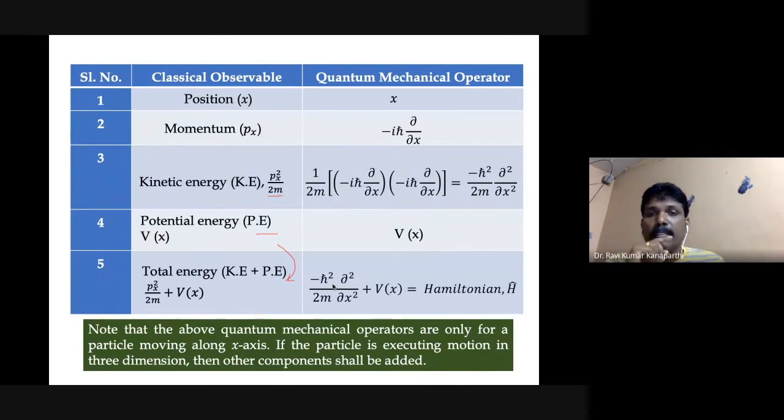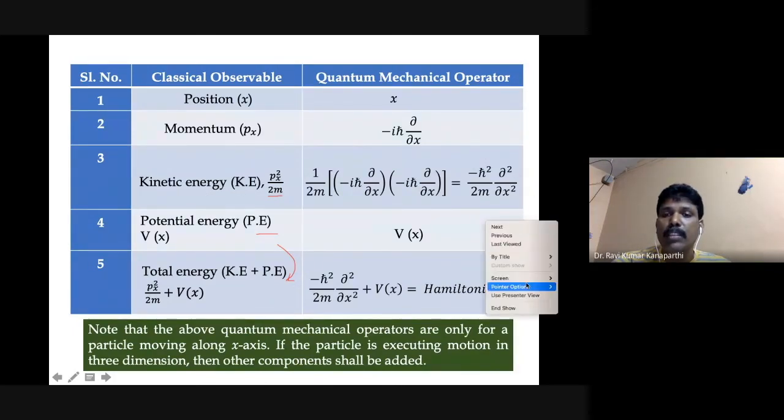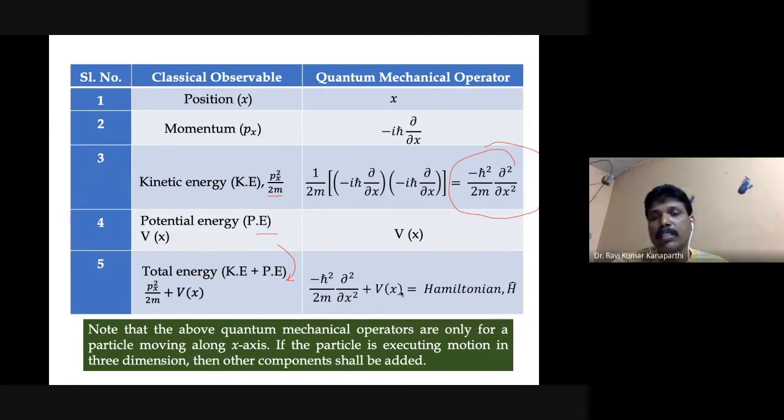You can see here the total energy operator in this case. Px, we have already found the answer. I mean the kinetic energy operator, the quantum mechanical operator, we already found. This is the answer: minus h cross square by 2m, dou square upon dou x square. I have written this, plus V of x.